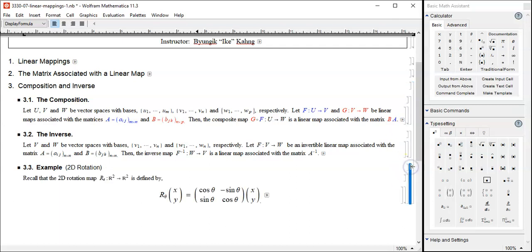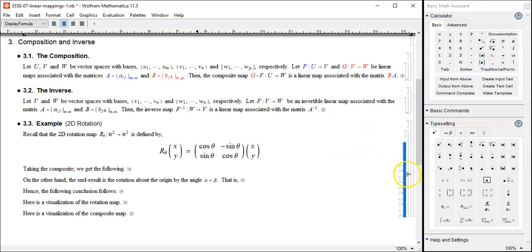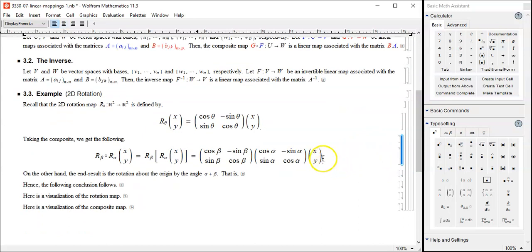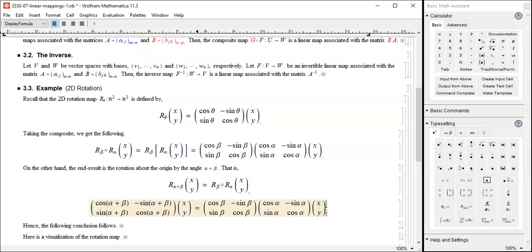Let's see, do we have an example here? Okay, so a rotation map, and then taking the composite map. Composition: rotation by angle alpha, and then rotation by angle beta later on. So it's a matrix multiplication. Alpha first, and then beta later, right? And rotation by alpha and then beta is the same as rotation by alpha plus beta directly. So if you compare this and that, you get rotation by alpha plus beta versus alpha first, beta later.